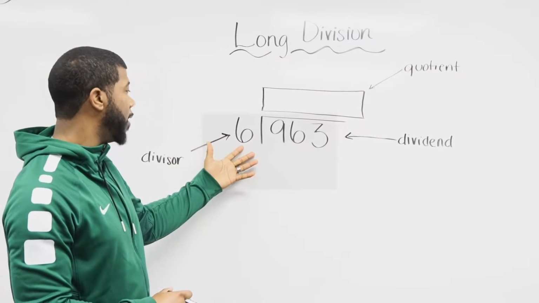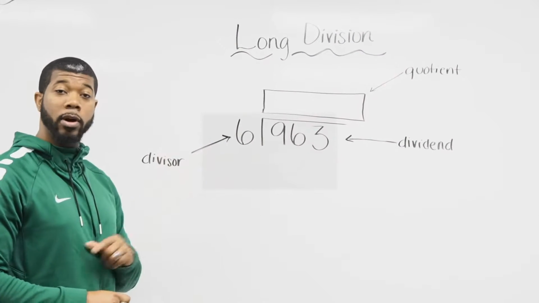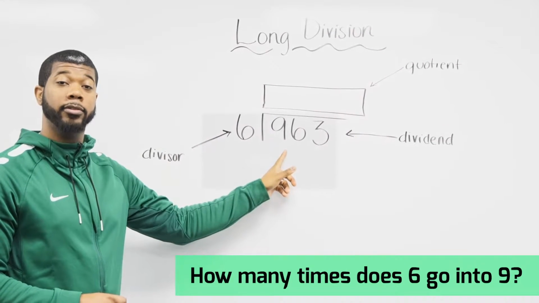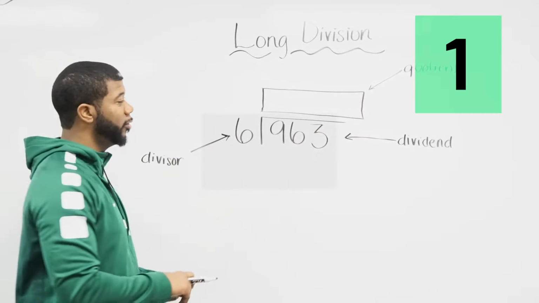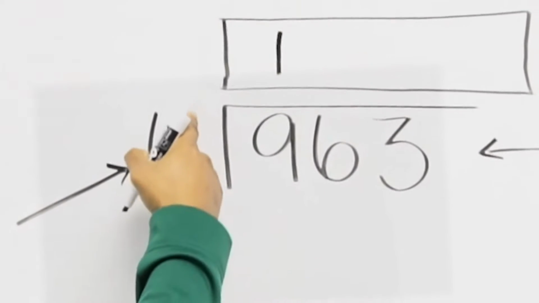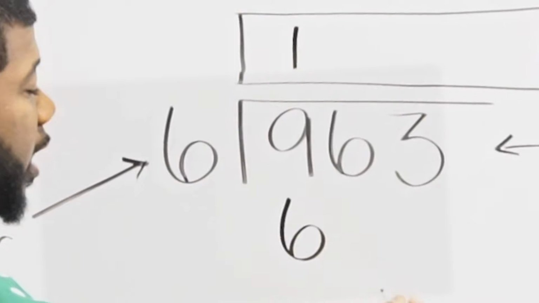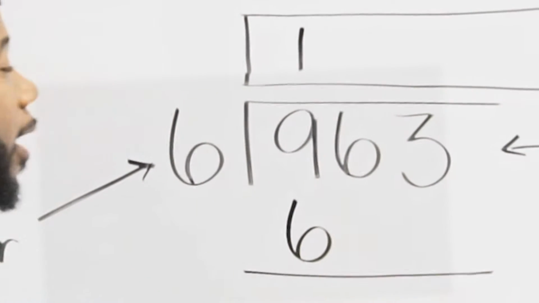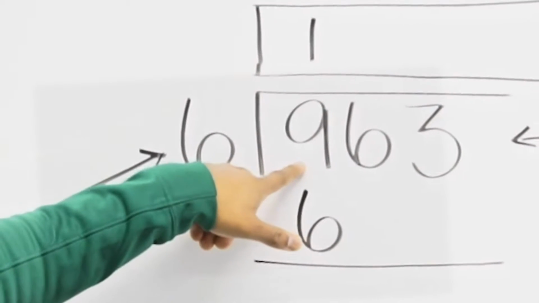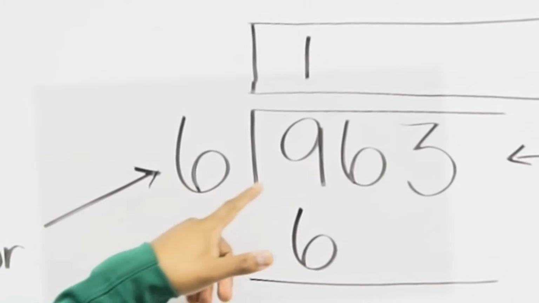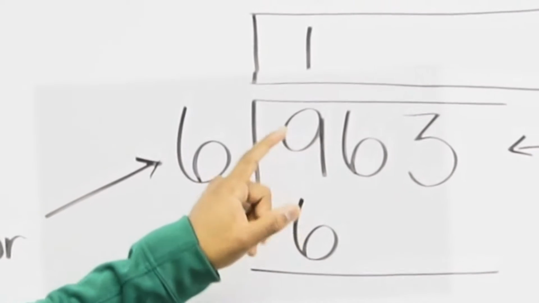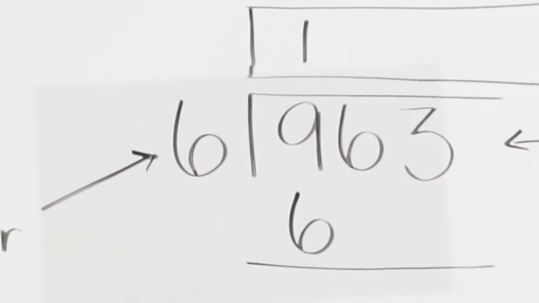Now that we've defined all of our words, let's work it out. Now, if I look at my divisor, my number is 6. My first question I should ask myself is how many times does 6 go into 9? 1. Very good. So I'm going to put my 1 right here. And then when I multiply 6 and 1 together, that gives me 6. I'm going to carry it and put it right underneath the 9. Now, notice that I put my 1 on top of the 9. The reason I do that is because 6 goes into 9 one time, not 6 or 3, but it goes into this number in the dividend one time, so I'm going to place it on top of the 9.